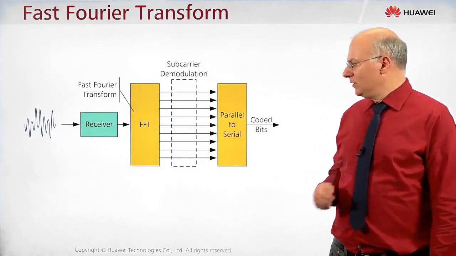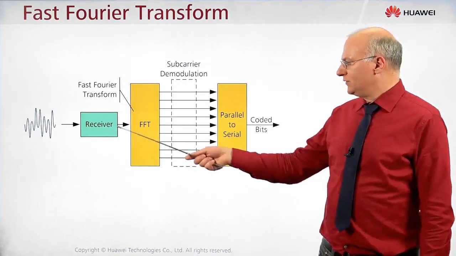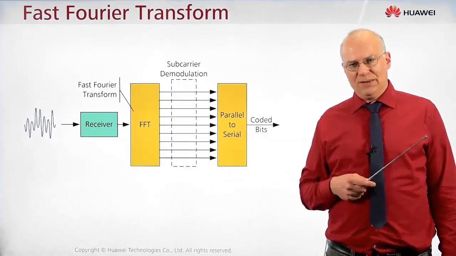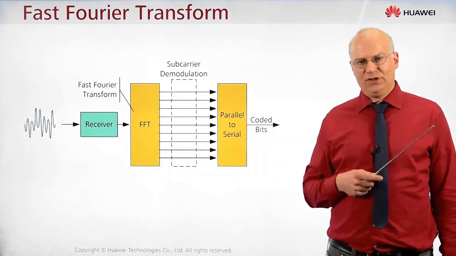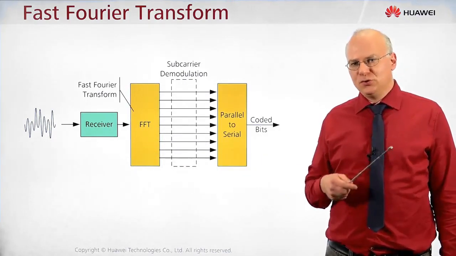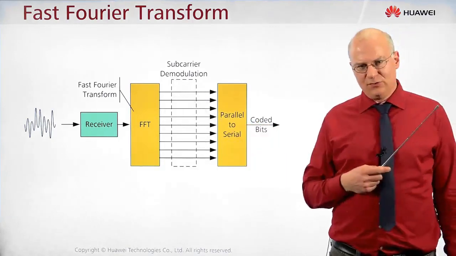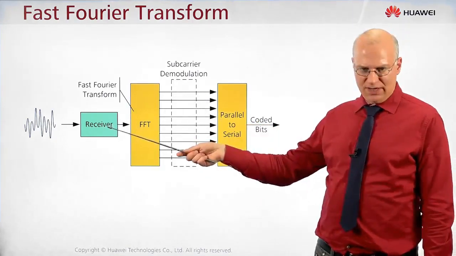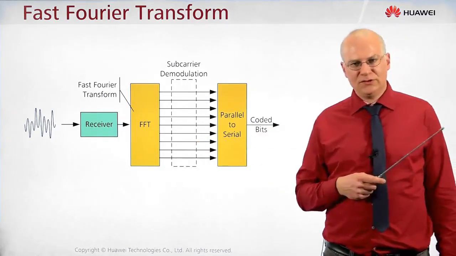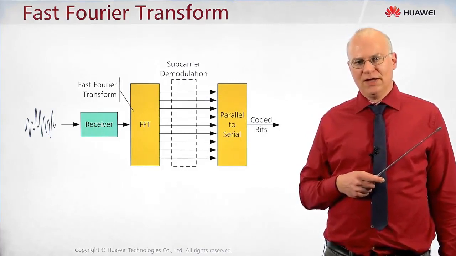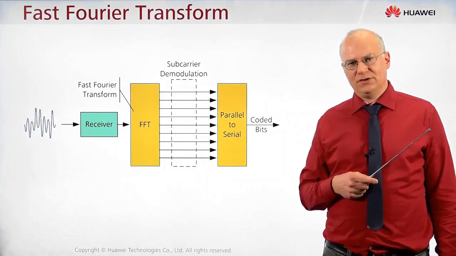At the receiver, we have the inverse process. So first of all, we have to amplify the signal, and then we have the fast Fourier transform, which produces the signal in the frequency domain from the signal in the time domain. And then finally, we make a parallel to serial conversion and get back the bit stream which was transmitted.